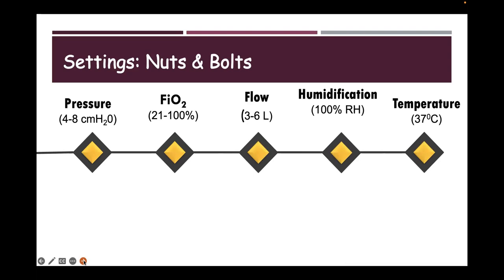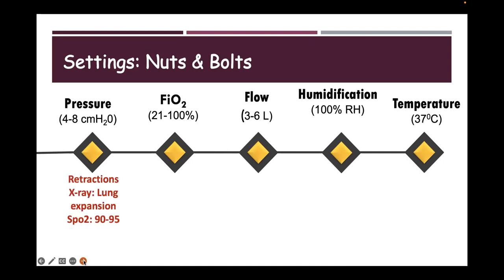Then two other knobs which are very important and often neglected are humidification and temperature. All gases which are given to the baby should have 100% relative humidity, and temperature should be 36.5 to 37 for all non-invasive and invasive modes of ventilation.